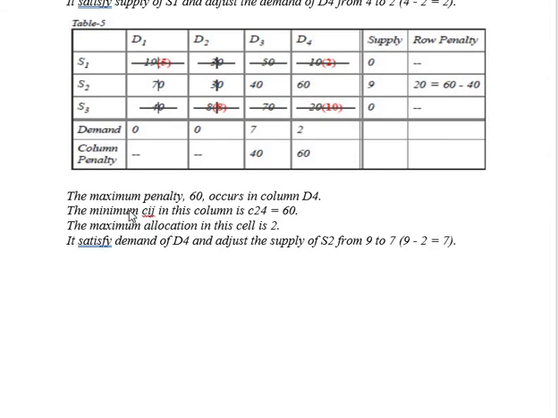In table 5, the maximum penalty is 60, that occurs in column D4. Then find out the cell with the minimum cost, that is S2 D4. The cost is 60. Then we have to give the allocation to that cell. So minimum of 2, 9, that is 2. That value will go to the cell S2 D4. Then change the rim values corresponding to S2 and D4. And we can form the next table.